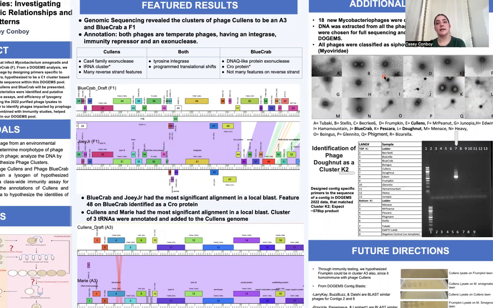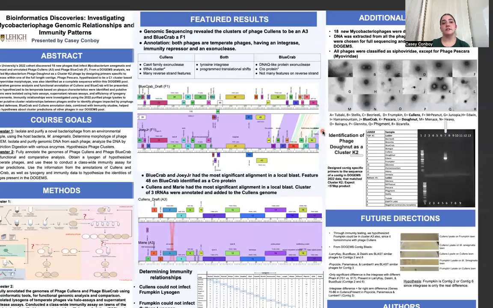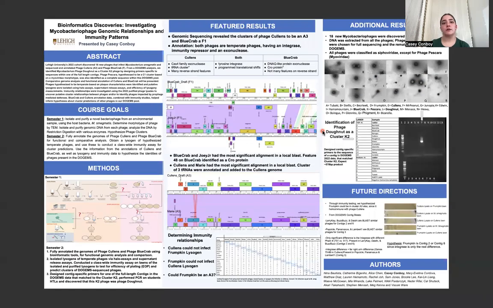At the end of our discovery semester, we decided on two phages to be fully sequenced that seemed unique to each other and also to the other phages in the class, and that was my phage Cullens and phage Blue Crab. All the rest of the phages then had their DNAs pooled for Dodgem sequencing as well. So in the bioinformatics part of our course, our main focus was fully annotating the sequences of phage Cullens and Blue Crab. And we did so using bioinformatic tools like DNA Master, Phamerator, and BLAST functions in order to assign functions to each of the features.